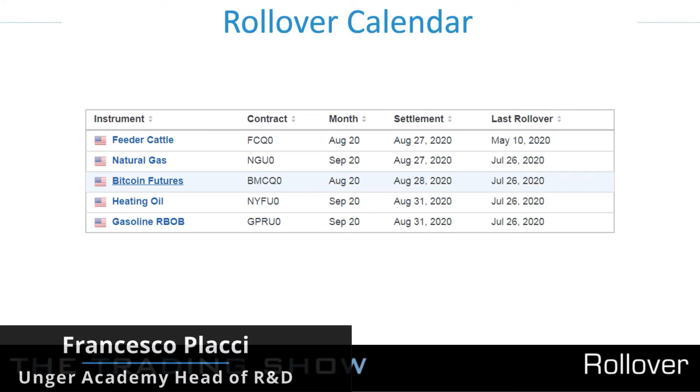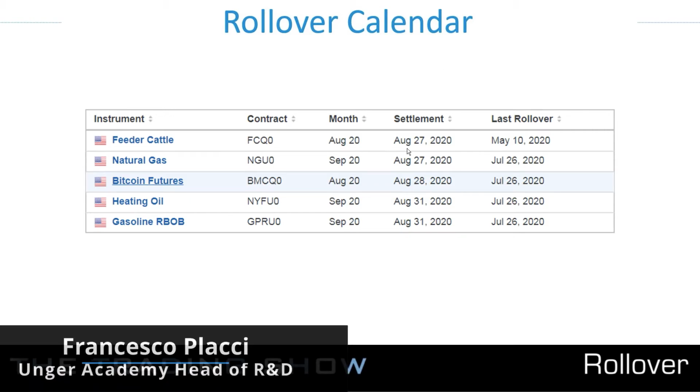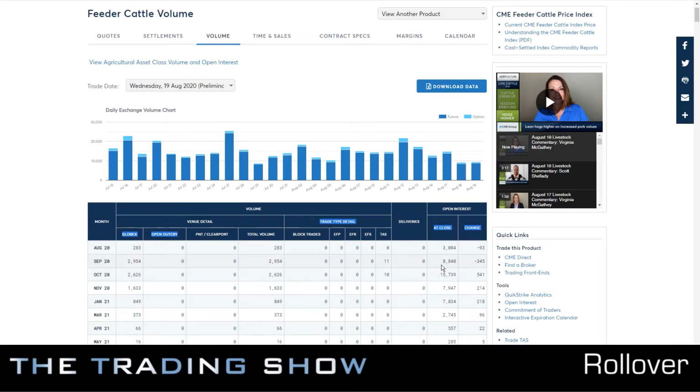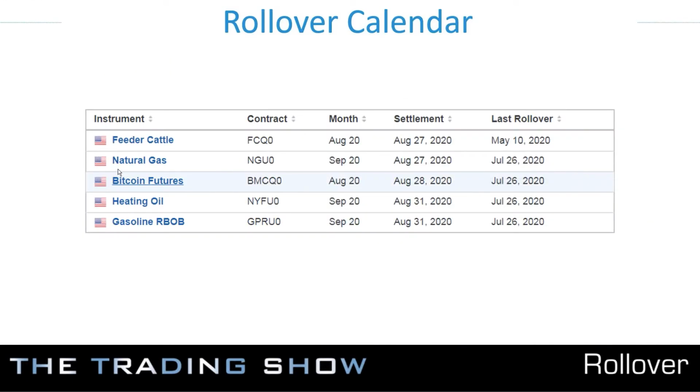Well, let's take a look at the rollover calendar for the next week. The feeder cattle settlement date is on 27th of August, but as you can see, the largest open interest is already on the October expiration. Regarding energy futures, natural gas, heating oil and gasoline, the settlement date is August 27th and August 21st respectively. So they have to be rolled in the next few days. And finally, we have the settlement date for Bitcoin future on 28th of August.